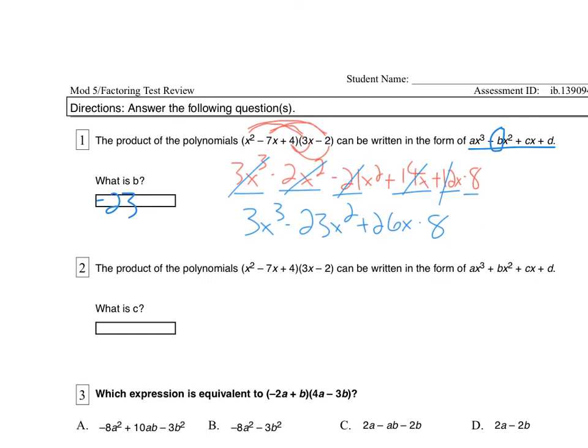Now 2 is the same problem, but this time they're asking for c. So based on what we already did, our c value is what? So a, b, c. So our c is 26. Not 26x, just 26.